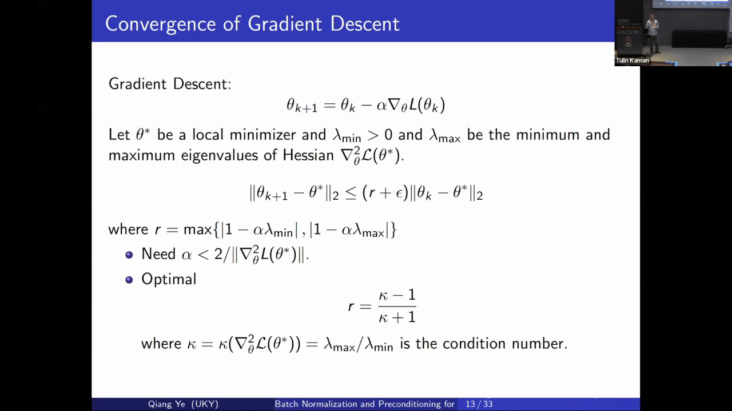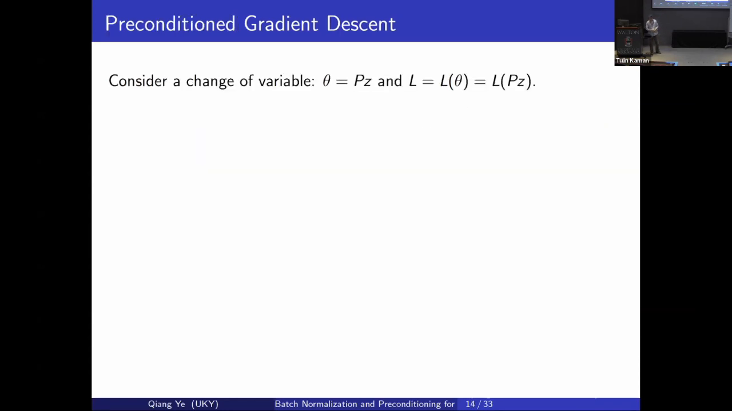In deep learning, the learning rate is usually chosen by tuning. With tuning, you try out different values, and you can usually get pretty close to the optimal learning rate, so usually you could get to that (kappa minus 1) over (kappa plus 1). But even if you get to that, it's going to be very slow with an ill-conditioned Hessian if kappa is very large.